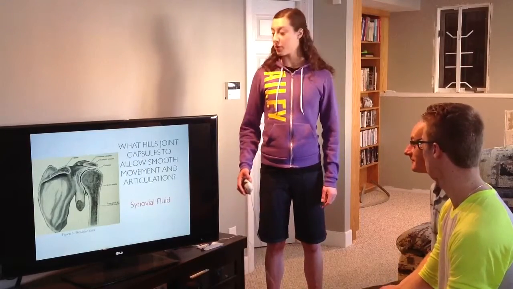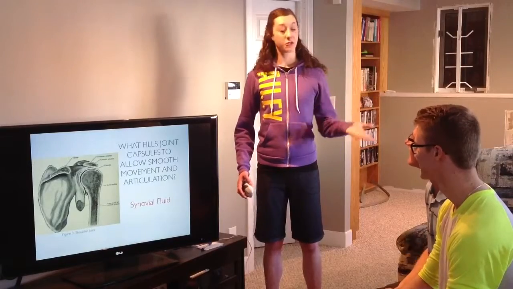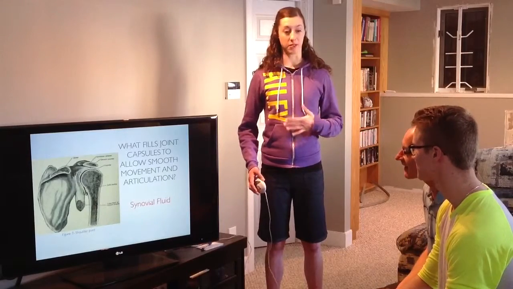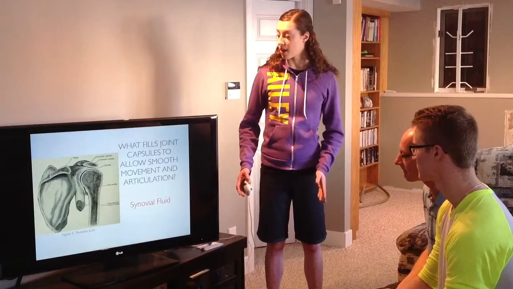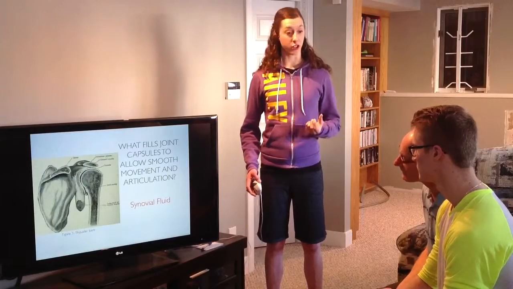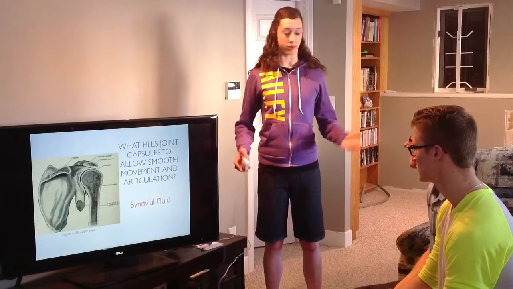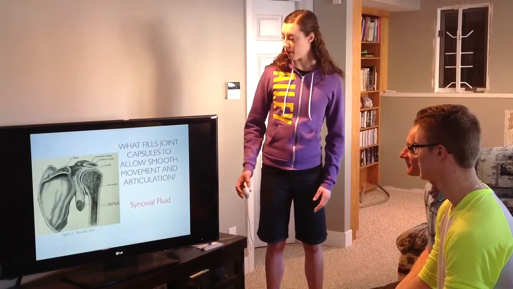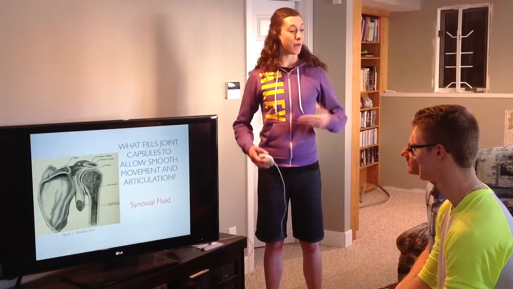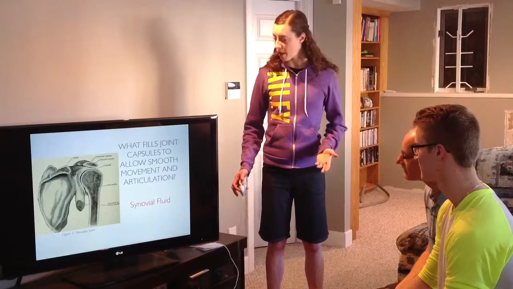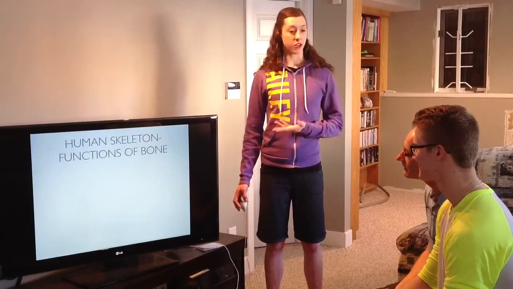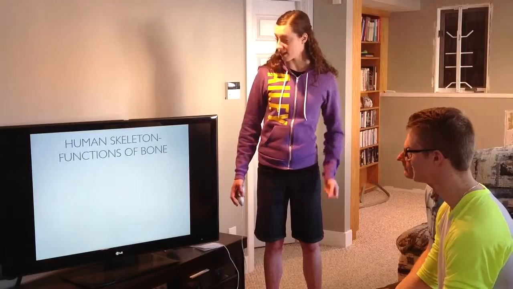This fluid is produced in the brain and flows throughout the entire body to fill joint capsules. Its function is to allow for smooth movement and prevent friction between the bones, and also absorb impact from any motions. Perfect. So, now we have a basic idea of how many bones there are in the body, but what functions do these actually perform in our cells?